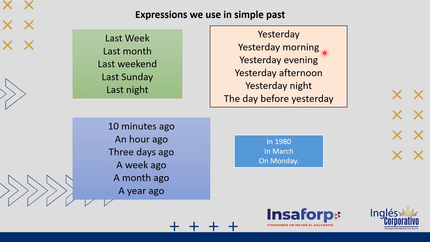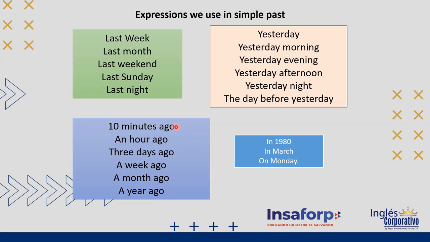So yesterday morning, ayer en la mañana, yesterday evening, ayer al anochecer. En la noche. Así es, al anochecer, en la noche. Yesterday afternoon, ayer por la tarde. Yesterday night, por la noche. Ya bastante tarde. Ya muy noche. Yesterday night. The day before yesterday, it means antier o un día antes de ayer. Antier, right? We say antier, the day before yesterday.